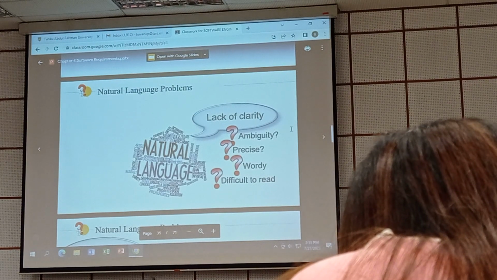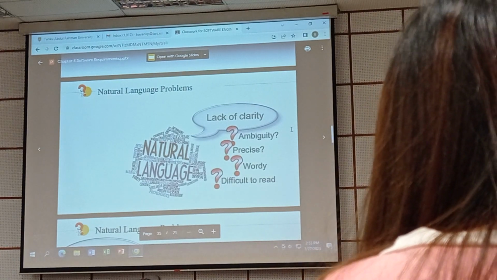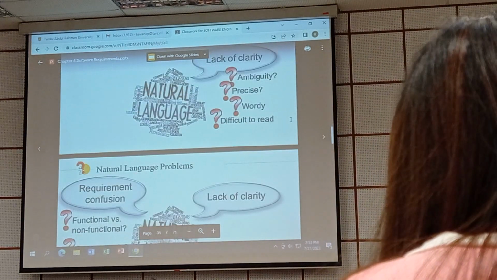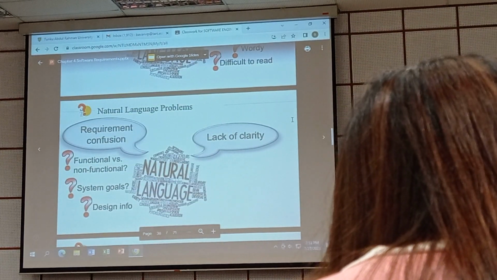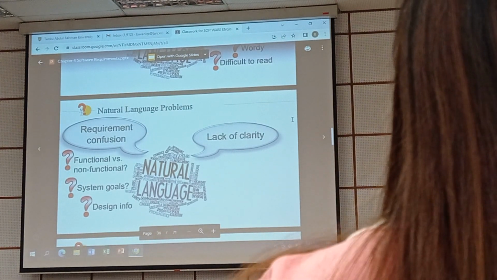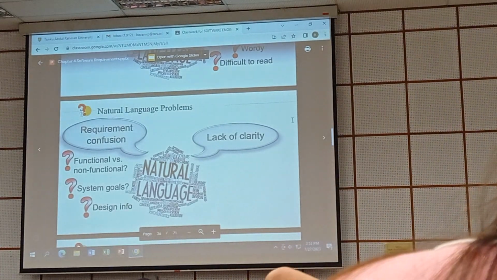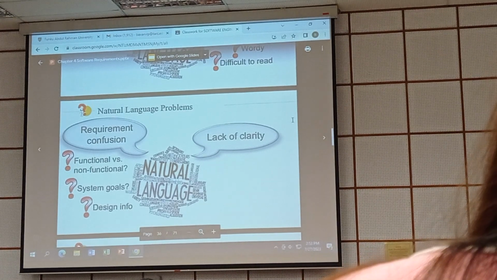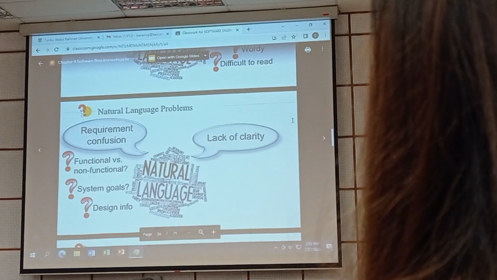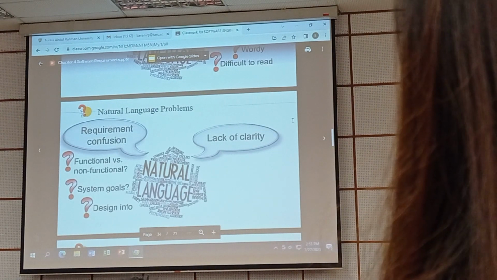Okay, lack of clarity. That is one of the problems of natural language. Ambiguity, precise, wordy, difficult to read. Requirement confusion, especially when you want to deal with functional and non-functional requirements. Why? Because today you say, I want you to add this, and tomorrow you top up another requirement, and the third day you top up another. That means the requirement is not fixed. So that is requirement confusion.